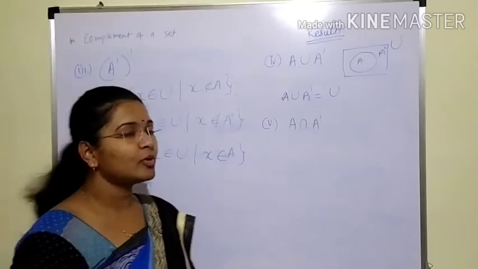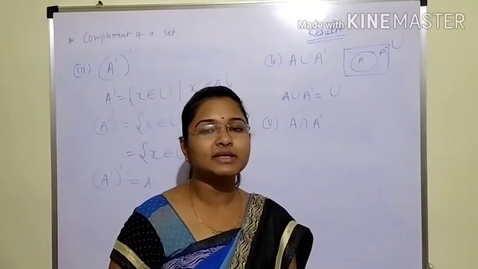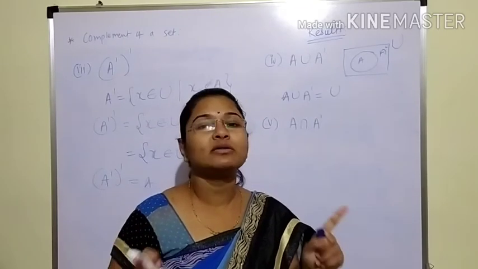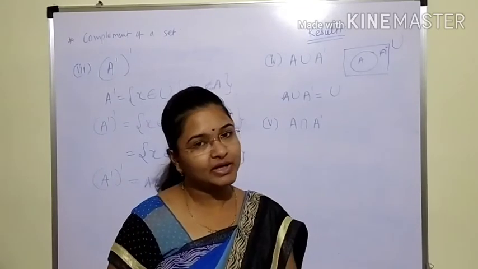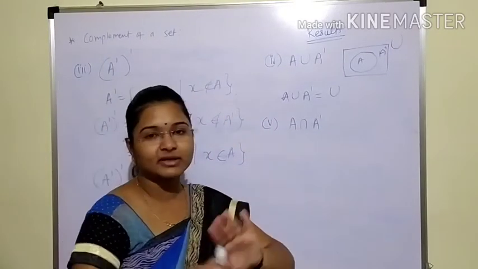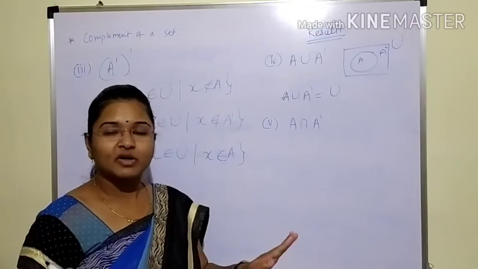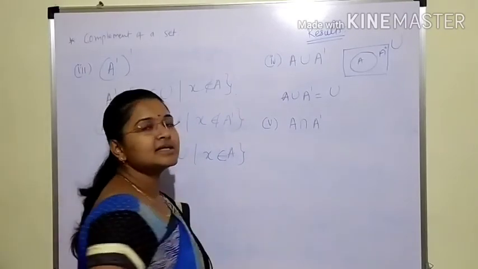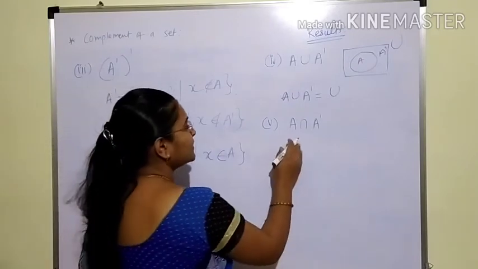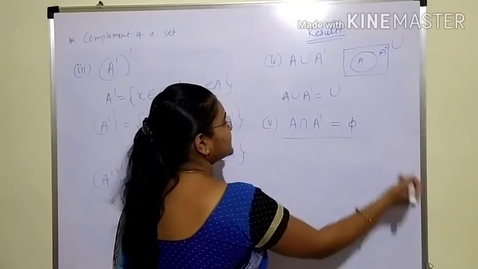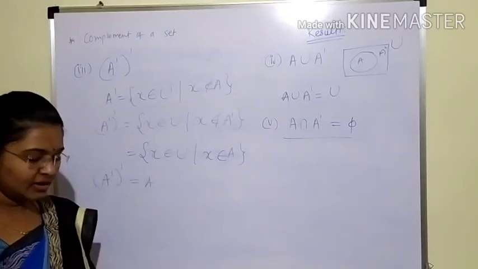Okay, it means both these sets do not have common elements, and if both sets have common elements, then they are not complements of each other. Understood? Now it is clear that A and A complement are different sets. Both do not have any common element, meaning their intersection is the empty set. So A intersection A complement is equal to the empty set. Any doubt?